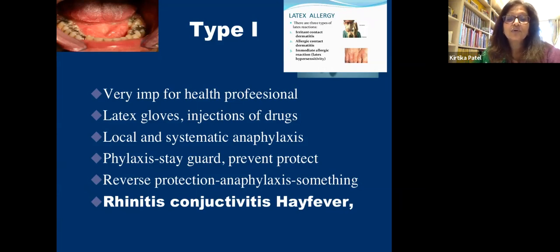Anaphylaxis, as you know, phylaxis means to prevent or protect, but something that is reverse is anaphylaxis. Typical symptoms are rhinitis, conjunctivitis, and hay fever. Anybody suffering from hay fever in this class? Yes, no?